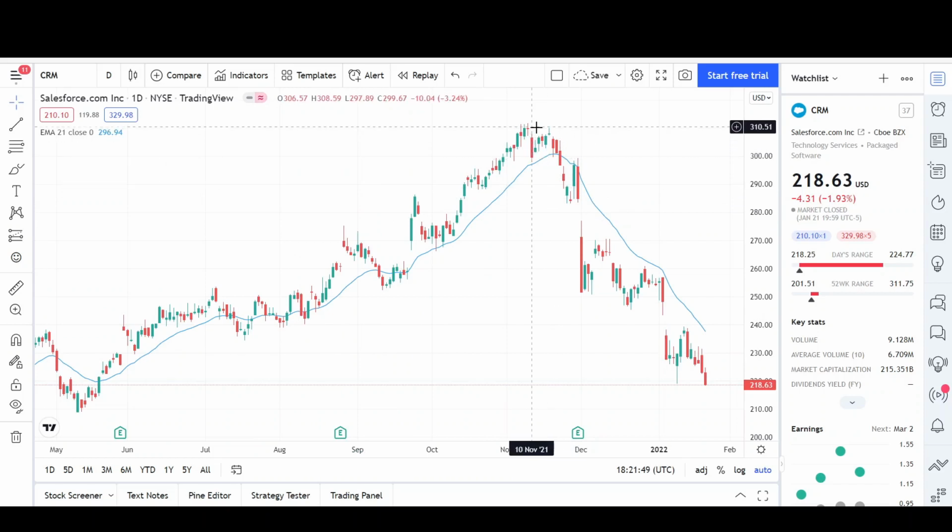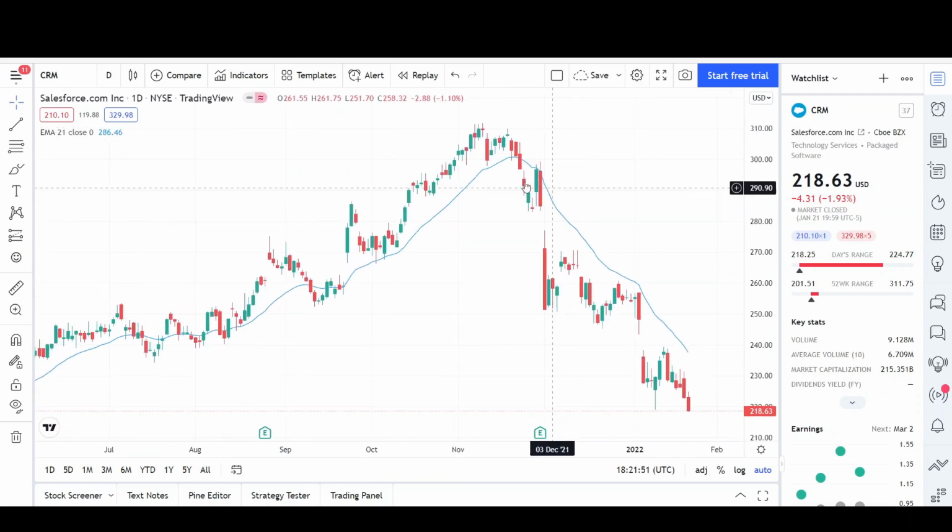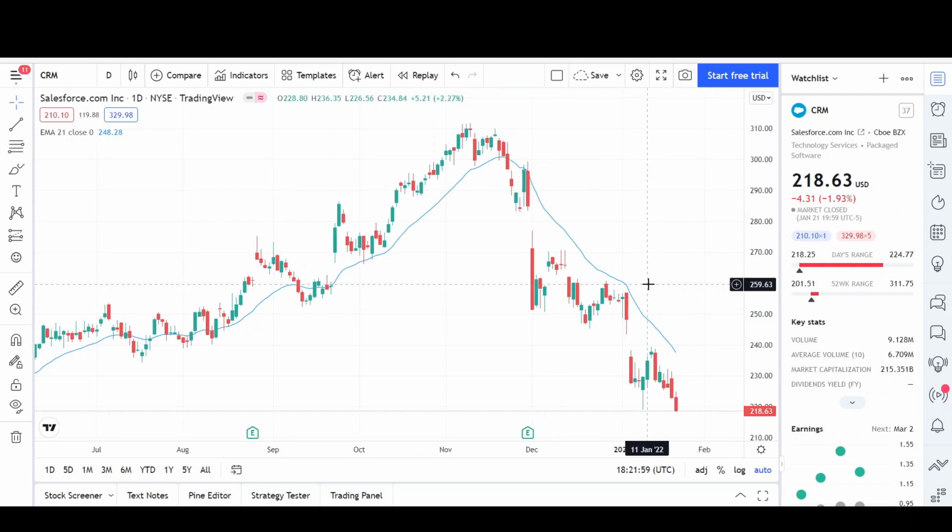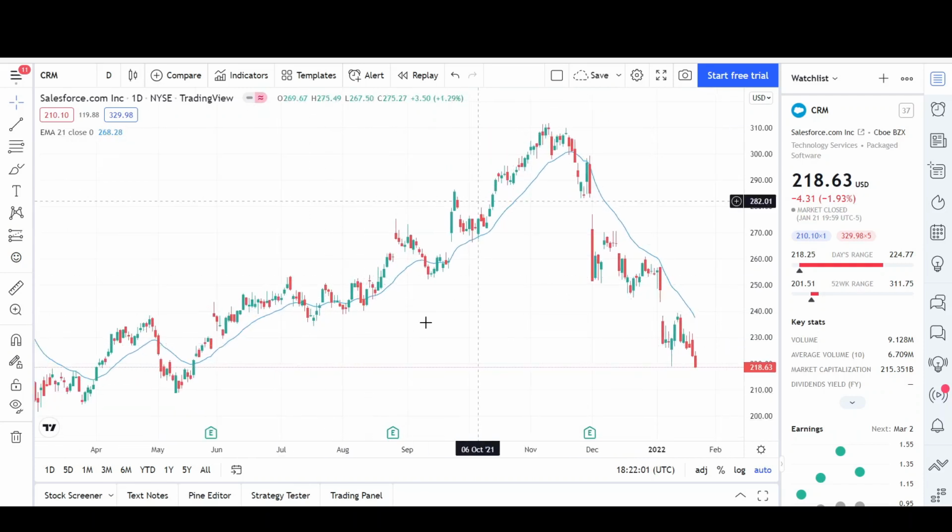And then all of a sudden prices started selling off back in November and prices broke down below. The market structure has changed and now prices are making lower lows and lower highs and the EMA is pointing down. So it's pretty much the exact opposite of the uptrend.